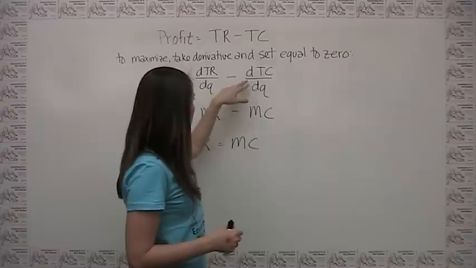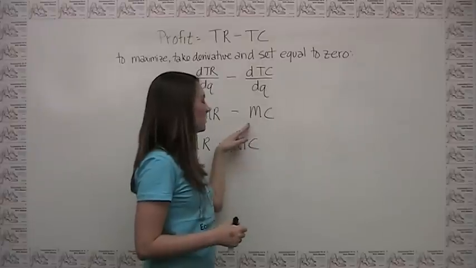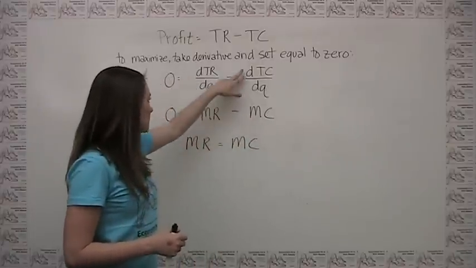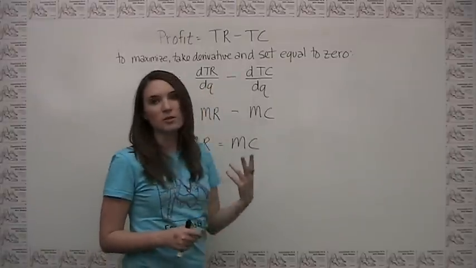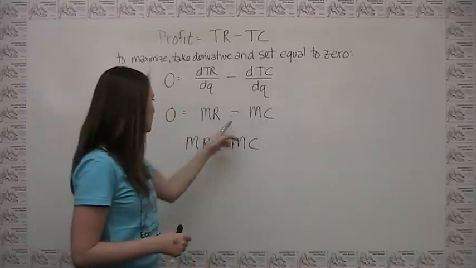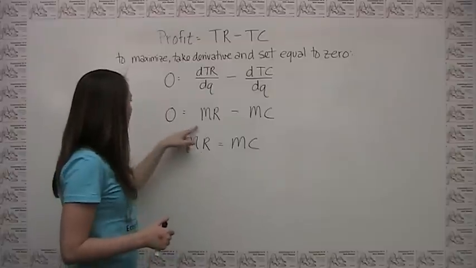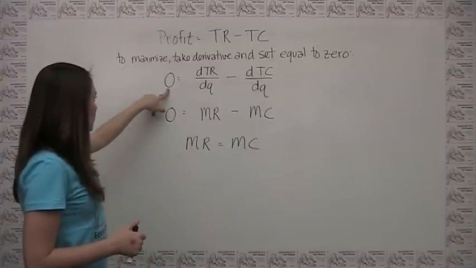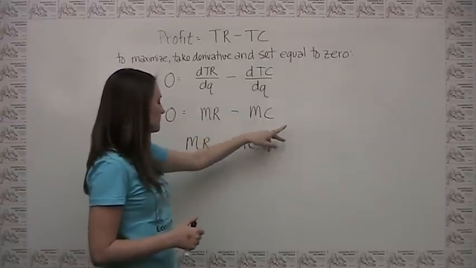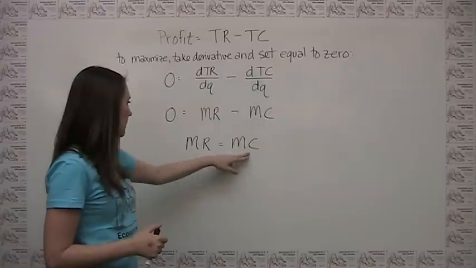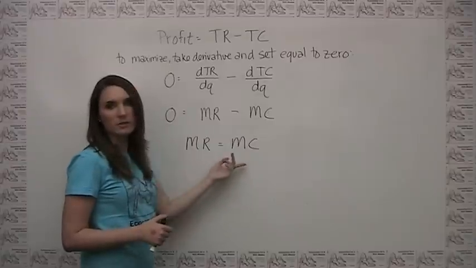Similarly, the derivative of total cost with respect to quantity corresponds to our concept of marginal cost here, since the derivative of total cost with respect to quantity is just the change in total cost divided by the change in quantity for very small changes in quantity. And that's our idea of marginal cost as we defined earlier. Well, if setting the derivative equal to 0 gives us 0 equals marginal revenue minus marginal cost, just a bit of algebra shows us that our profit is actually maximized when marginal revenue is equal to marginal cost.